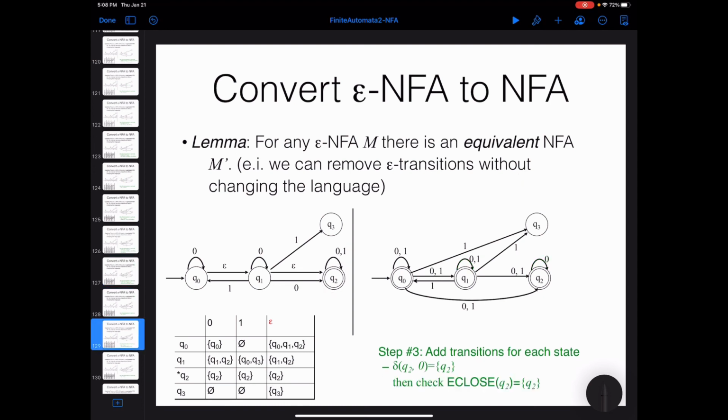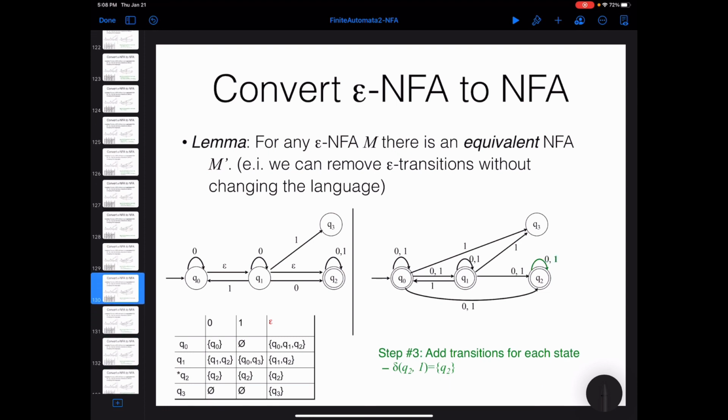So 0 and 1. Okay, for Q3, epsilon transition is going to move you to Q3. 0 transition from Q3 is going to move you nowhere. I don't have any transition for Q3. So no transition for Q3 over 0. Similarly, no transition over Q3 for 1. And this is going to be done. This is the final NFA that we have.